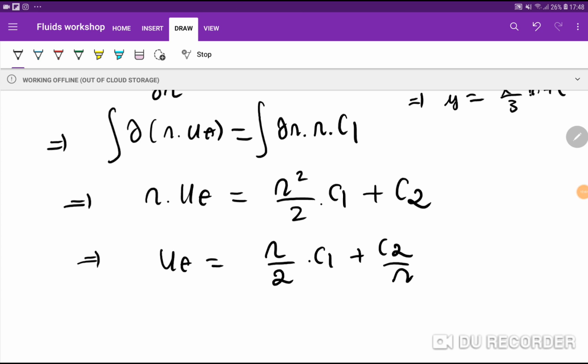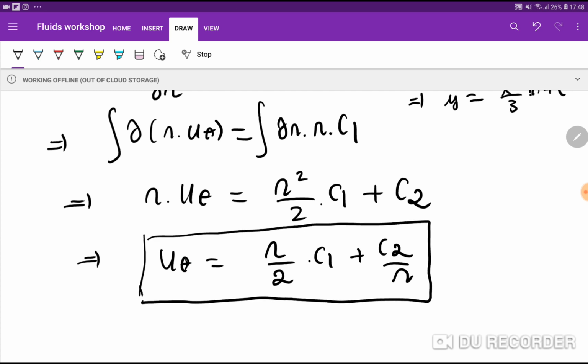And that's it for the fourth part. In the next part, we'll plug in the boundary conditions and find the specific solutions for this problem. But this right here is your theta component of the velocity.